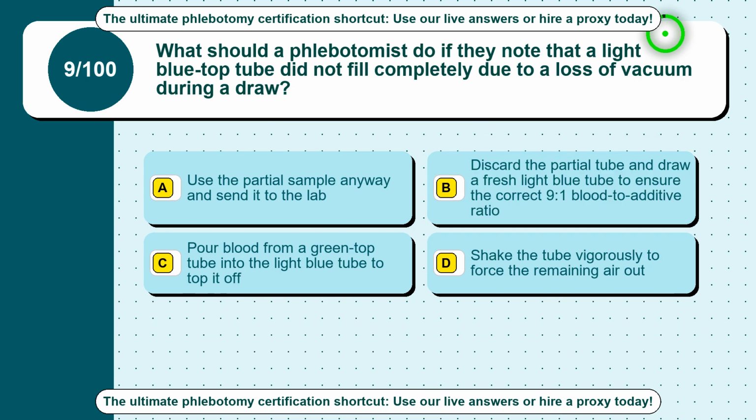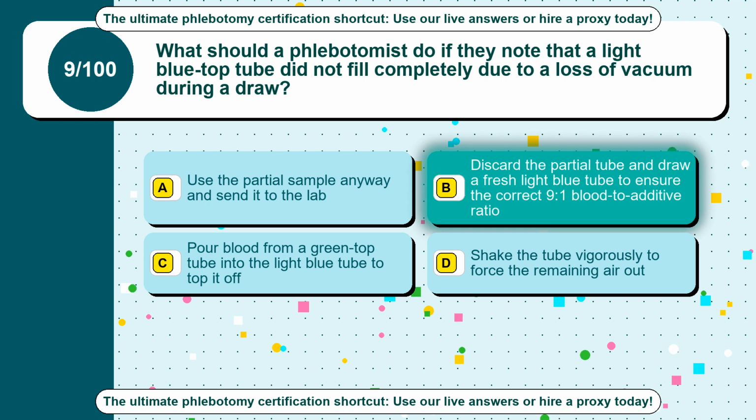Question 9. What should a phlebotomist do if they note that a light blue top tube did not fill completely due to a loss of vacuum during a draw? Option A. Use the partial sample anyway and send it to the lab. Option B. Discard the partial tube and draw a fresh light blue tube to ensure the correct 9:1 blood to additive ratio. Option C. Pour blood from a green top tube into the light blue tube to top it off. Option D. Shake the tube vigorously to force the remaining air out.